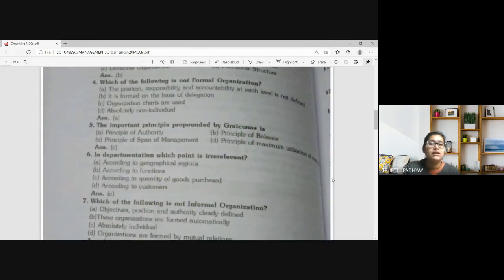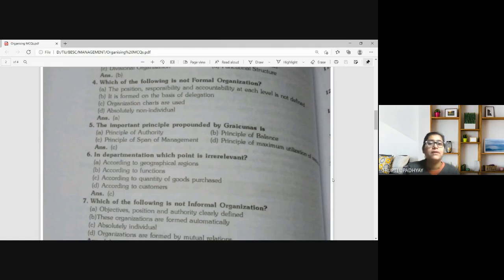Next question: which of the following is not formal organization? A. The position, responsibility, and accountability at each level is not defined. B. It is formed on the basis of delegation. C. Organization charts are used. And D. Absolutely non-individual. So what is not a part of formal organization?